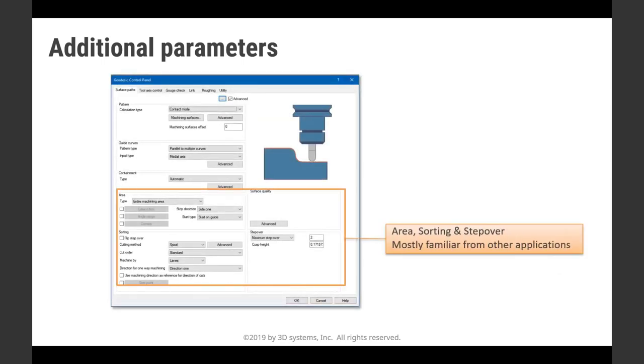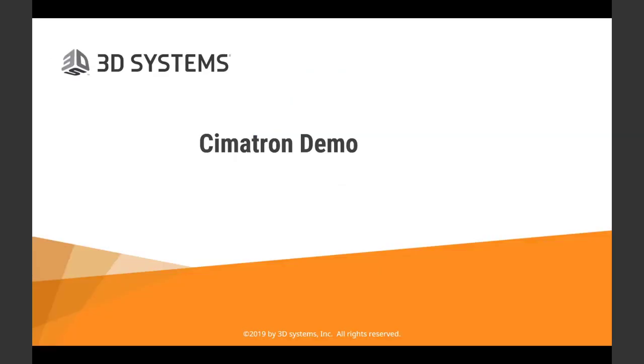In the main page of the application, there are additional parameters for setting the area, sorting, and stepover, which are mostly familiar from other ModuleWorks applications. Same goes for the other pages: the tool axis control, gouge check, cling, roughing, and utility. They are very similar to the ones that we already know and should be used with the same consideration and the same logic. And now for a short demo.